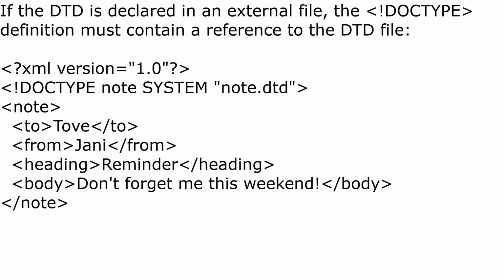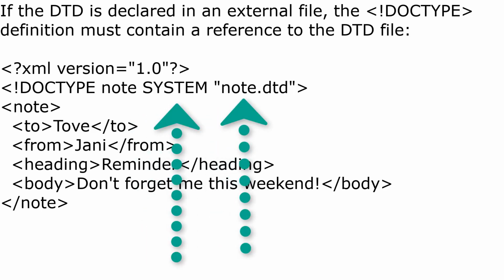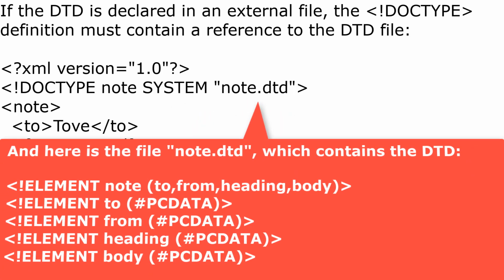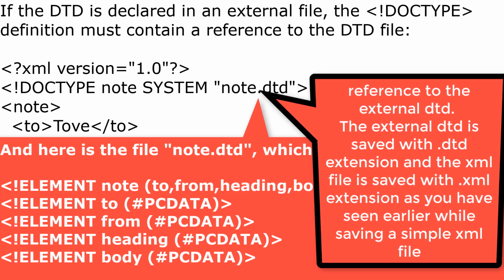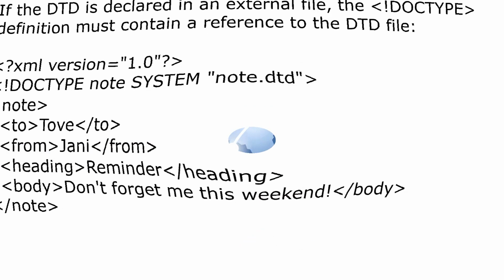So here is an example, and you can see here the doc type note system within double quotations note.dtd. So this note.dtd is the external DTD. It will contain the following statements: first, the element note, element to, element from, element heading and body. These statements were earlier declared inside the XML file itself, but now they are declared outside the XML file and saved as note.dtd, whereas the XML file will be saved as something.xml.